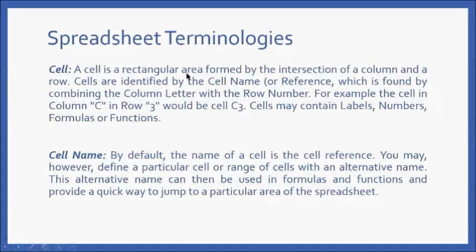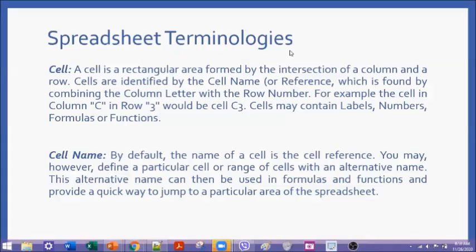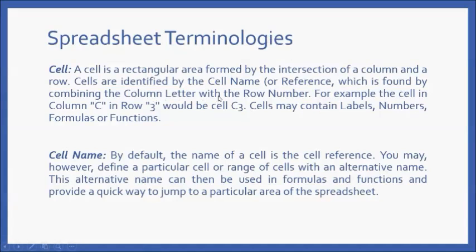Cell is a rectangular area formed by the intersection of a column and a row. So cells are identified by the cell name or reference, which is found by combining the column letter with the row number. So for example, the cell in column C in row 3 would be cell C3. Cells may contain numbers, labels, formulas, or functions.